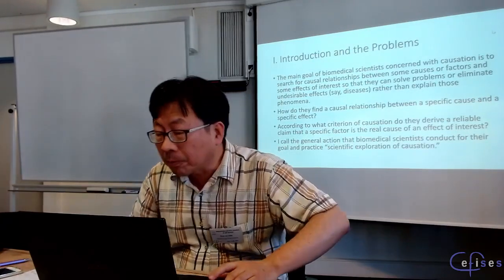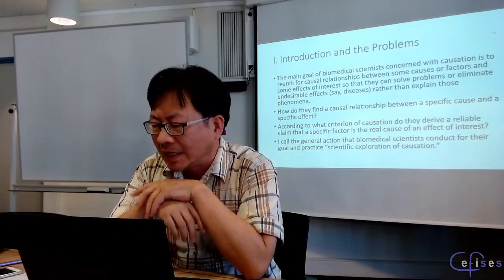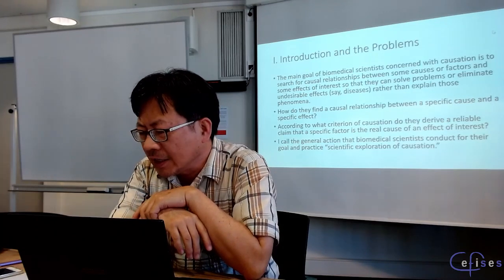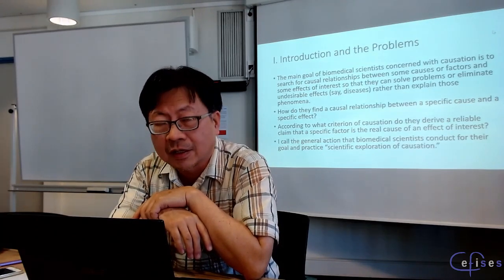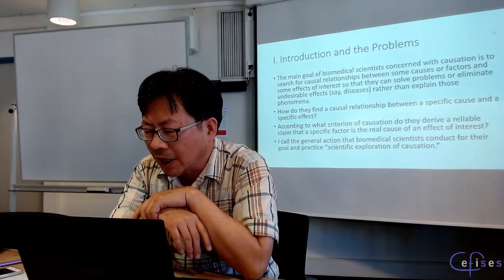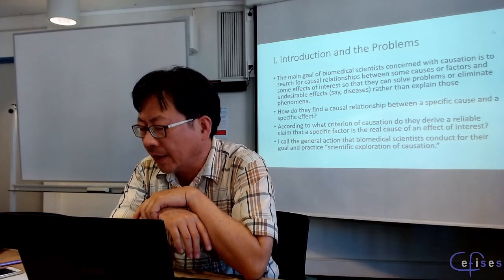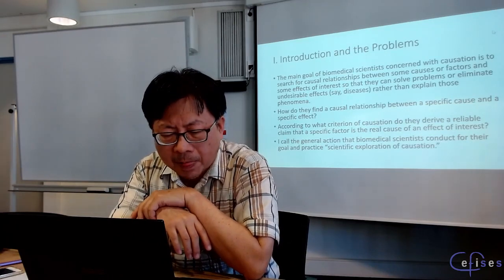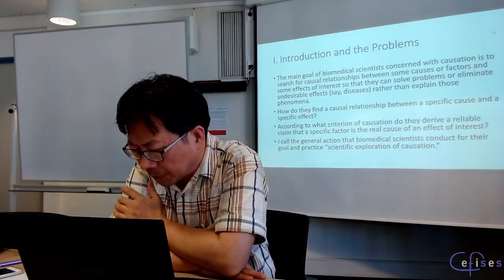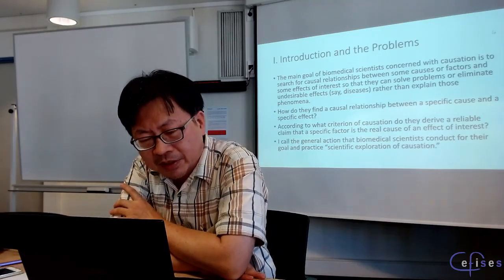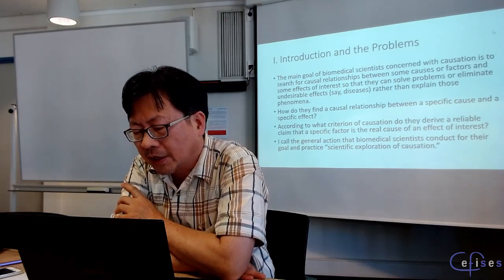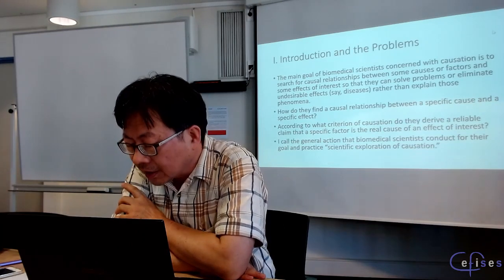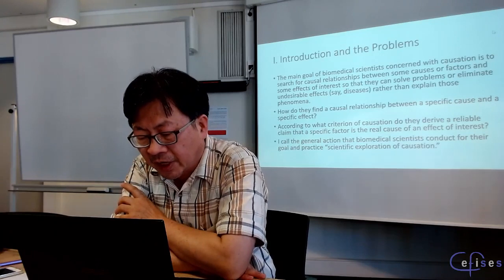The main goal of biomedical scientists concerned with causation is to search for causal relationships between some causes or factors and some effects of interest, so that they can solve problems or eliminate undesirable effects rather than explain those phenomena. How do they find a causal relationship between a specific cause and a specific effect? According to what criterion of causation do they derive a reliable claim that a specific factor is the real cause of an effect of interest?